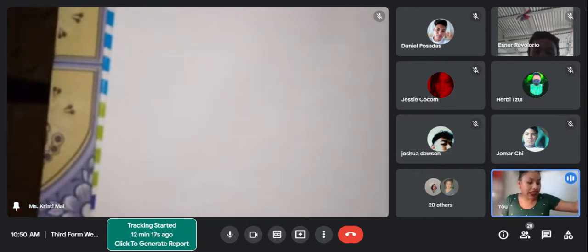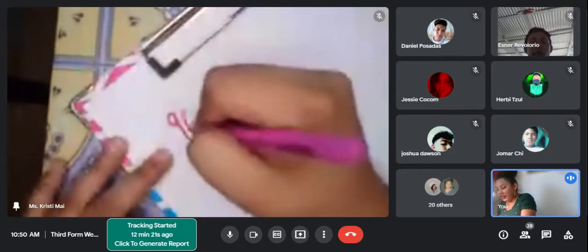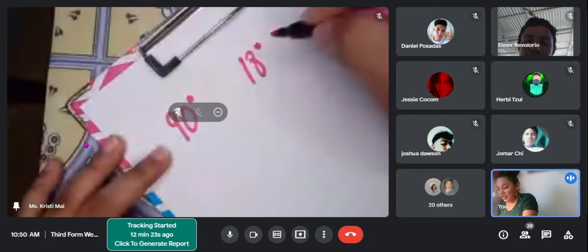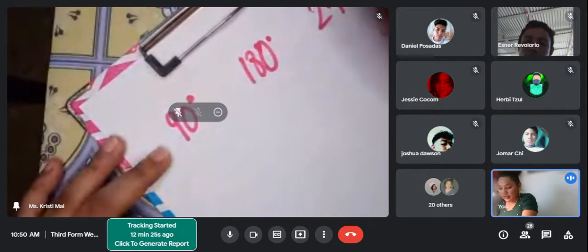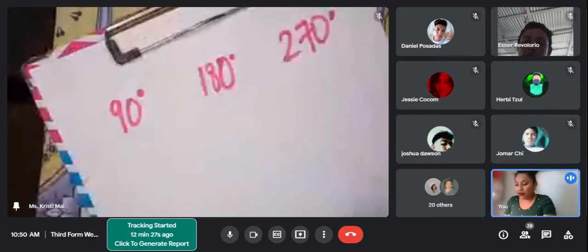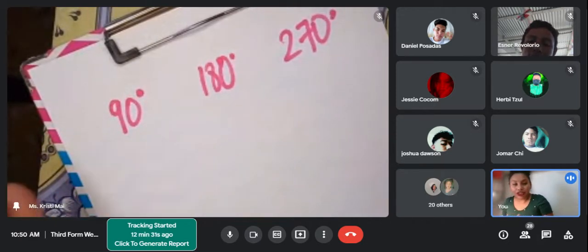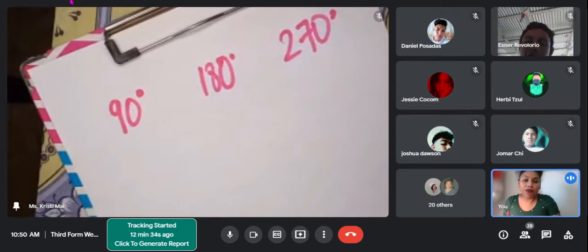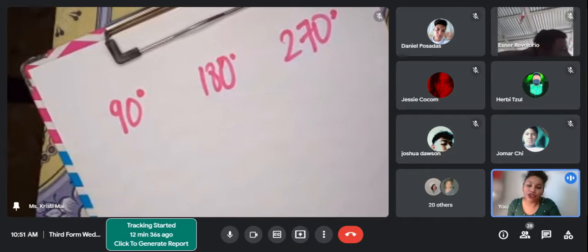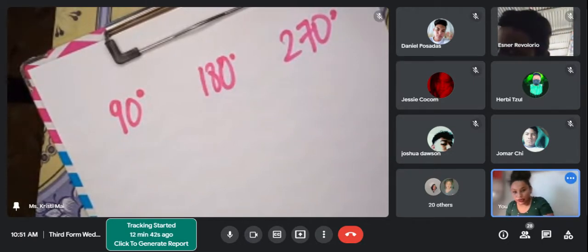Okay, so yesterday we had worked with 90 degrees, 180 degrees, and then 270 degrees. Right? This was what we were working with yesterday, and we want to do the rotation for each one. Now, what is important for us to remember is when we want to do the rotation, we have to remember how we can get the new point.